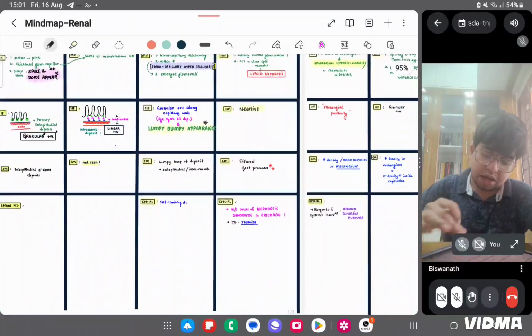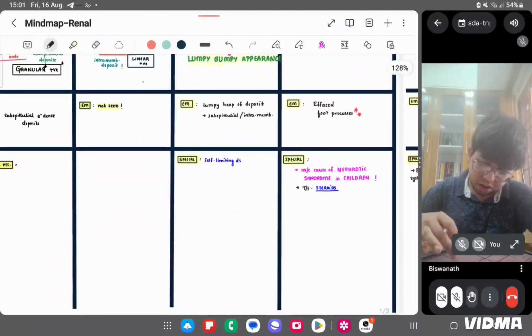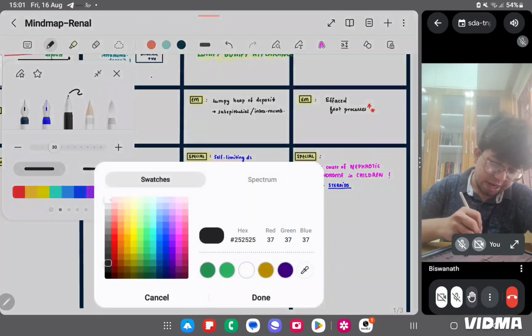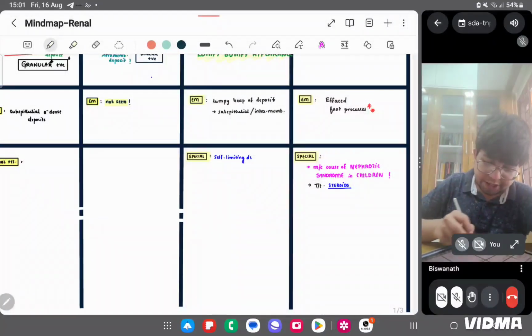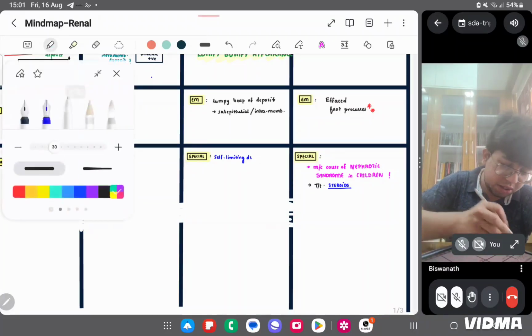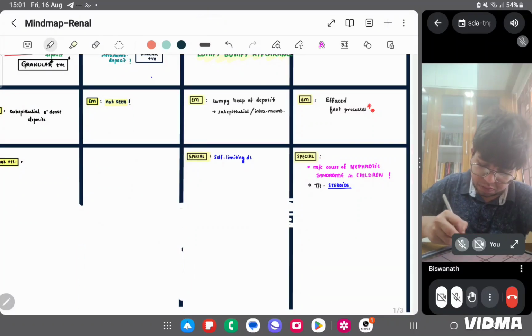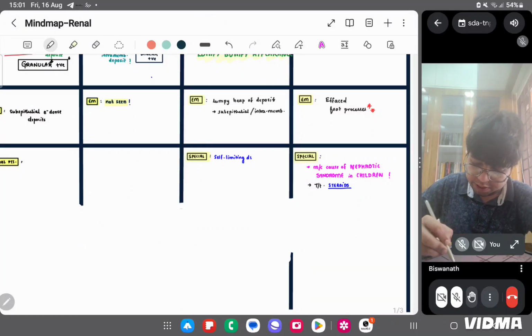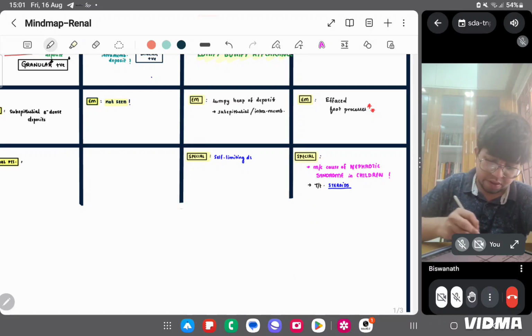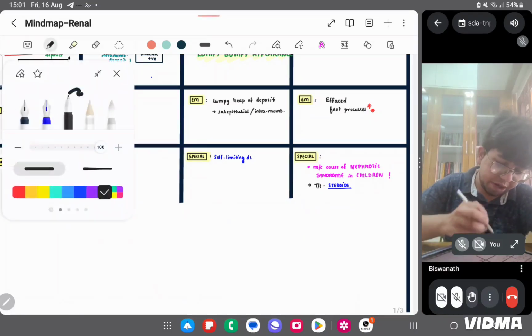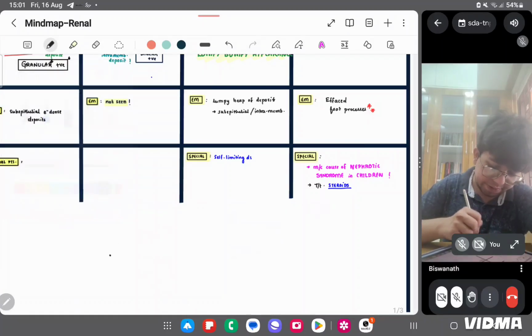Another thing which I want to discuss with you all is the complications of glomerulonephritis. So, if this much space is sufficient for the complications, let me color it first. We'll use this much space and talk about some of the complications of glomerulonephritis.